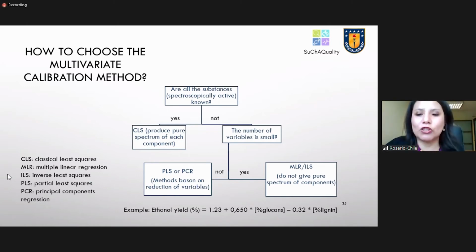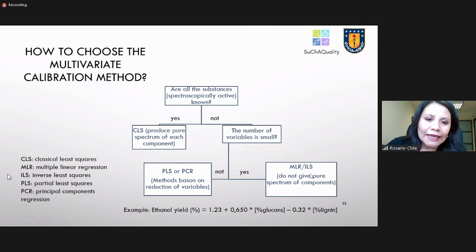I have another question to answer. How many variables or wavelengths do I have? Is it small or is it higher? If the number of variables is low, I mean less than 7 or 8, we can follow the route of the multiple linear regression, or MLR, methods. Okay, this is the simplest method to calibrate in multivariate calibration. This method has little information about the variables, but maybe it's enough.